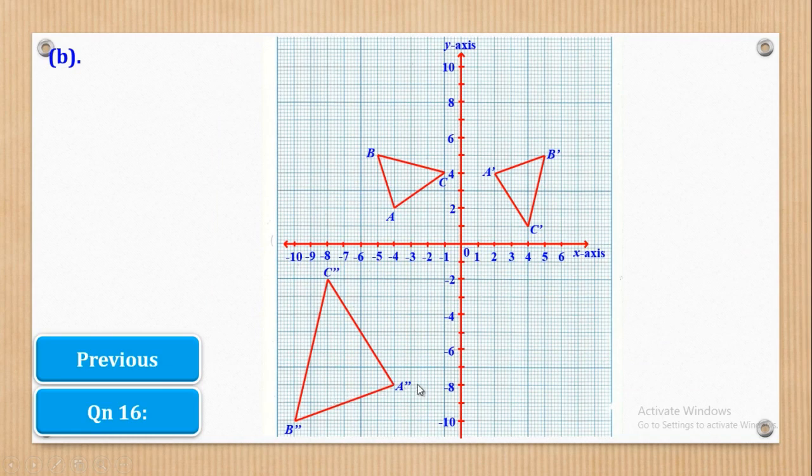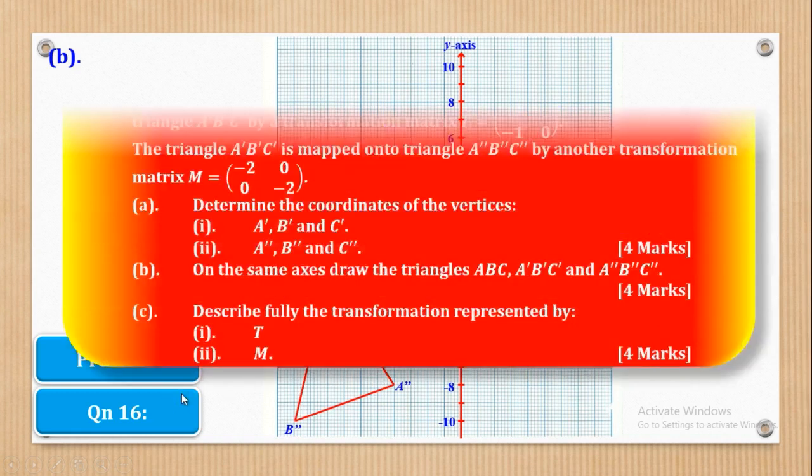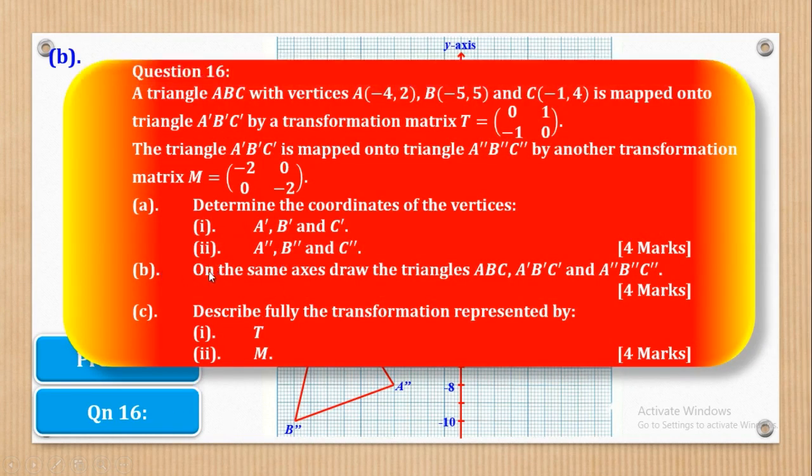So that is A double prime, B double prime, and C double prime, and I've joined them using a ruler. So basically I think that was part B, where they said that on the same axis draw triangles A, B, C, A prime, B prime, C prime, and A double prime, B double prime, and C double prime. So by now we have already got ourselves 8 marks. Now we are left with these 4 marks for part C.